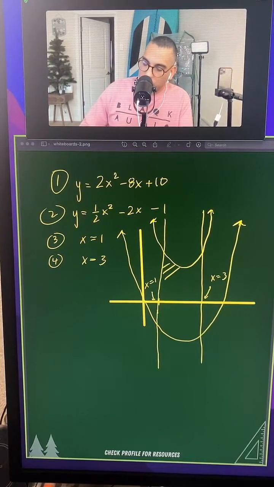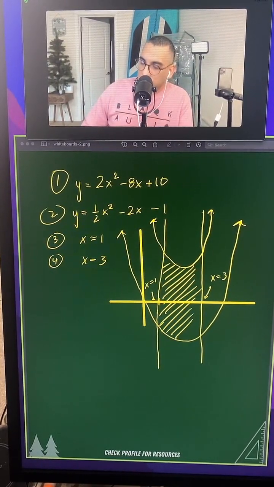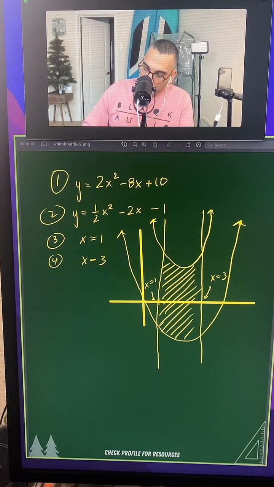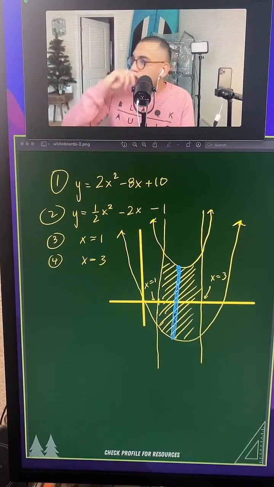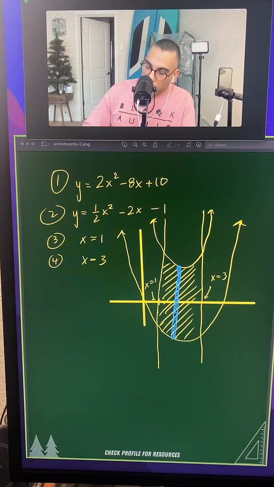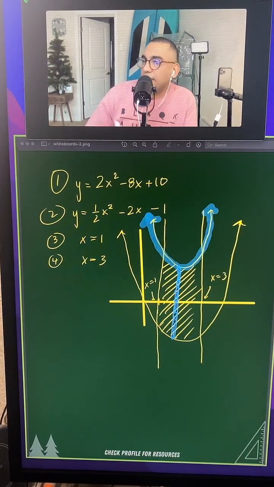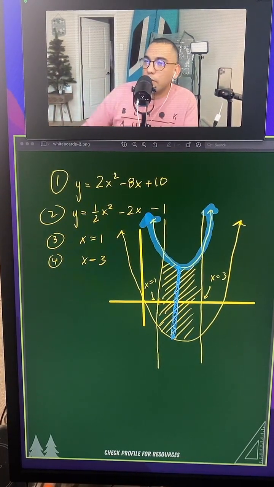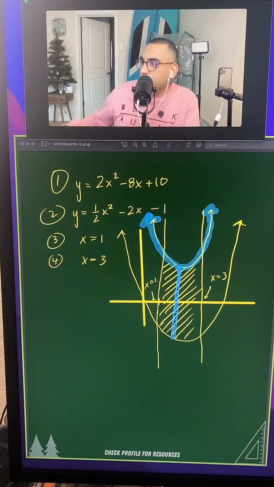Okay, so they want us to find the area bounded by these curves. So we're going to take the area of this region, and because we're using calculus, we need to find the area of this. If we can find that, we can go ahead and set up our integral correctly. But the first thing that we need to find is, what is the equation of the graph that I just highlighted in blue? Do you guys think it's equation number 1, or do you think it's equation number 2? Let me know in the comments below what you think. Equation number 1 or equation number 2?